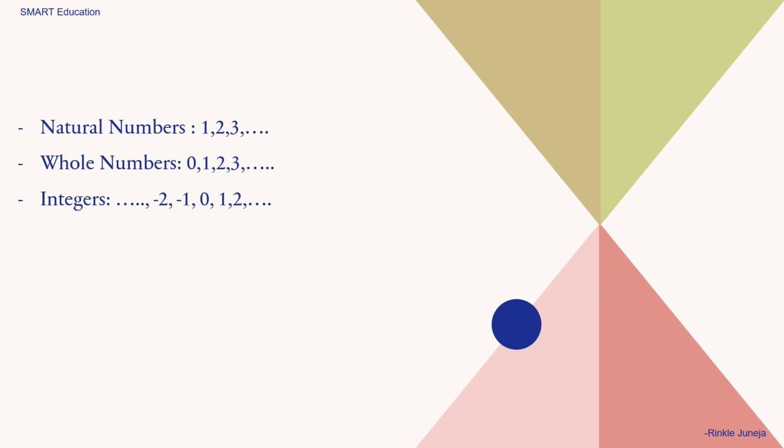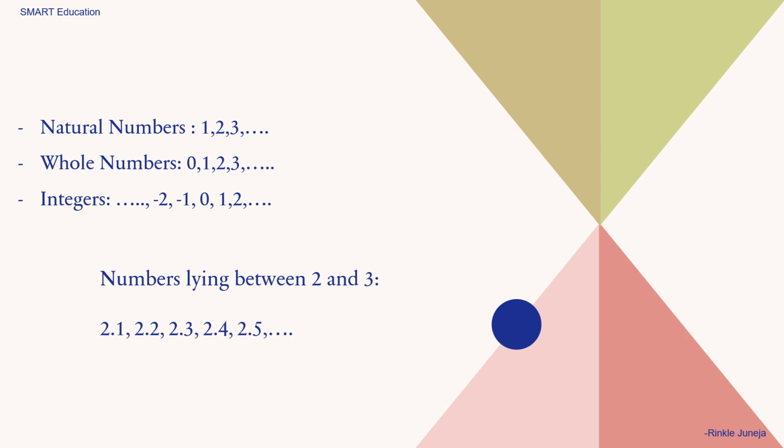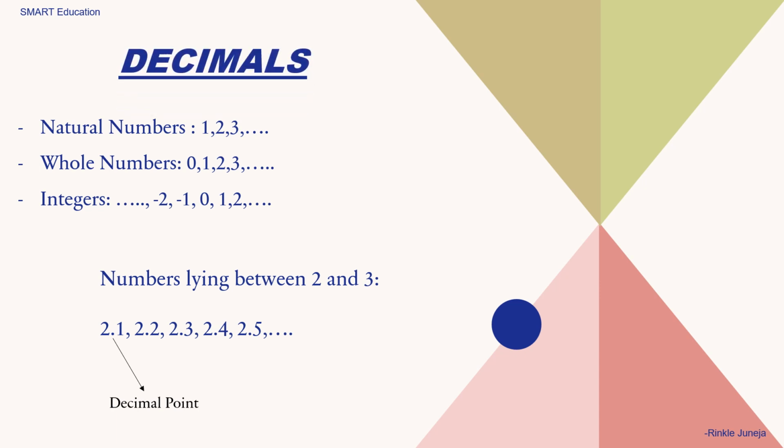आज हम integers से एक step आगे बढ़ते हैं. For example, let's find numbers lying between 2 and 3. अब 2 और 3 के बीच में कौन से numbers हैं? इन numbers को हम कुछ इस तरीके से लिखते हैं. 2.1, 2.2, 2.3, 2.4, 2.5 and so on. This point is actually called a decimal point, and these numbers are called decimals. So let's see what decimals are.